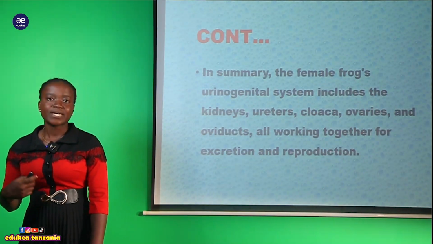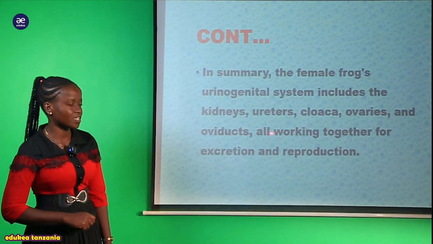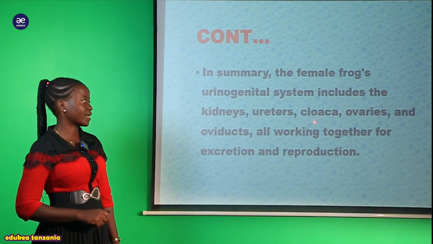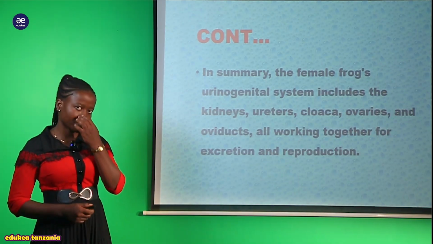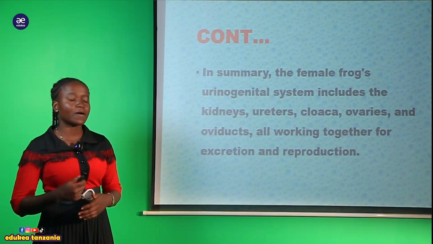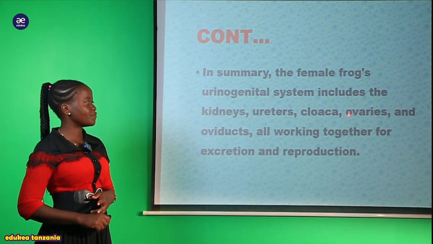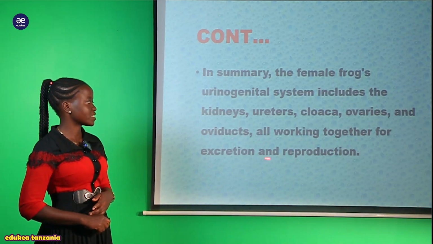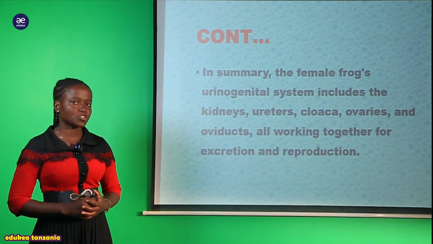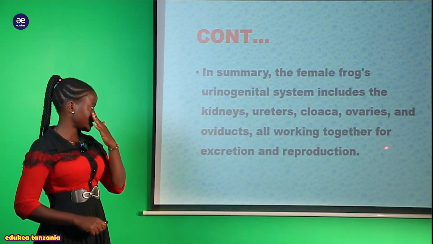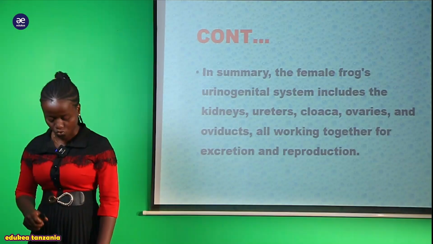So in summary, we can say that the female frog urinogenital system includes the kidney, ureter, cloaca. All of these three, they are responsible for excretion purpose or excretory function. But starting from the cloaca, ovaries, oviduct, and eggs, all of them act as a reproductive function. So all together for excretion and reproduction, as I have said to you.